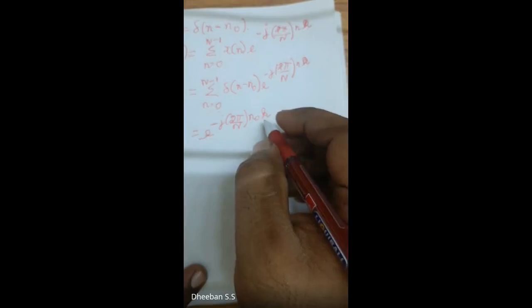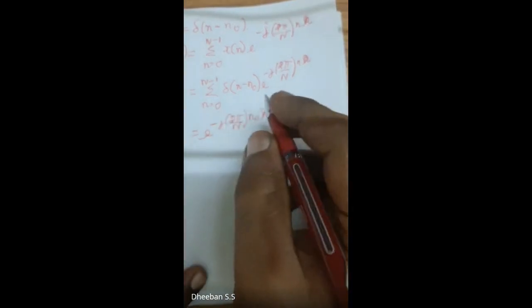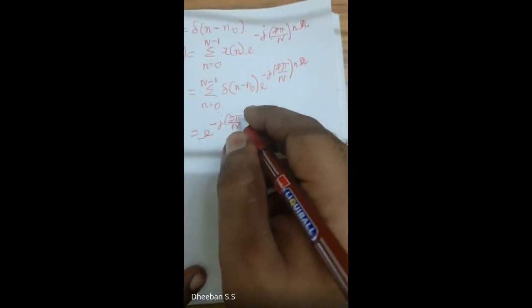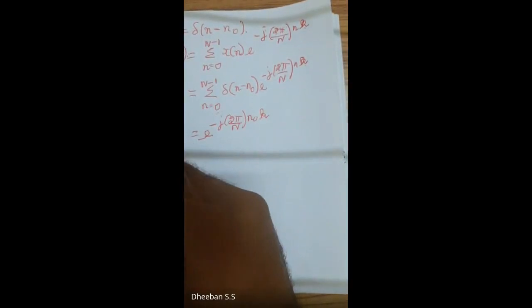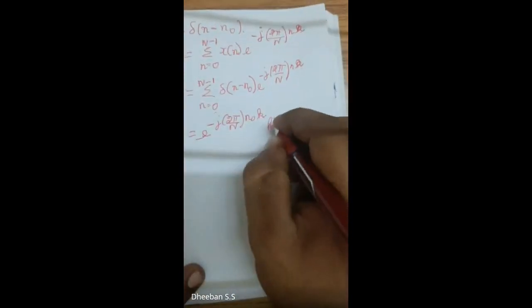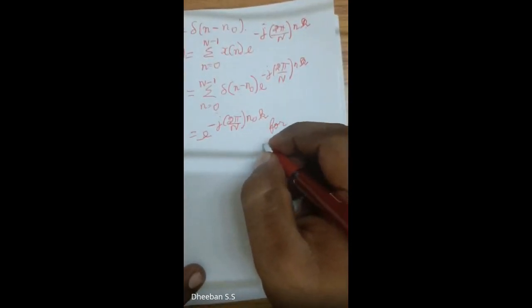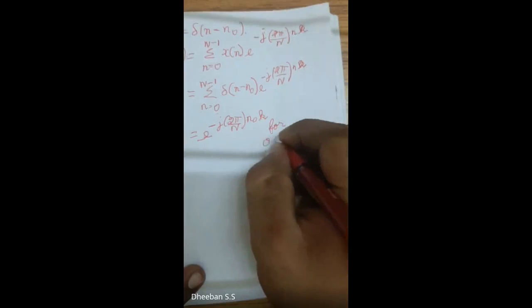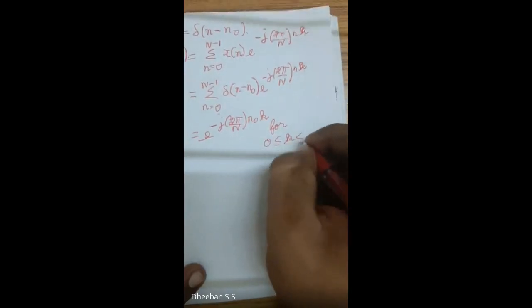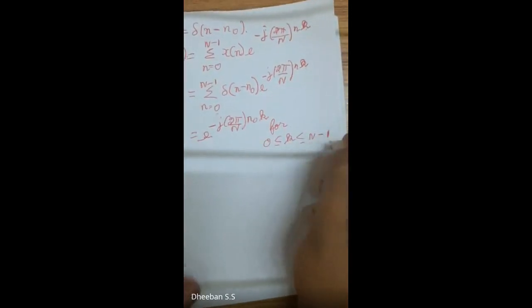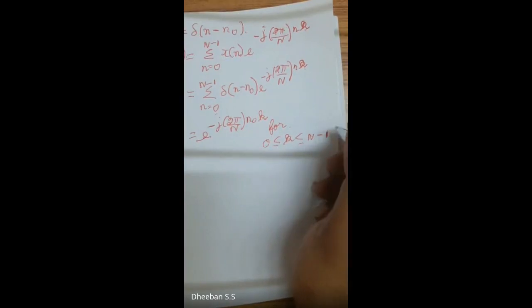Your n naught also has to be already defined, as it is within the sample. If it is within the sample only, this is possible. So you have to define k: the k value will be the same as the n value, 0 less than or equal to k less than or equal to N minus 1.